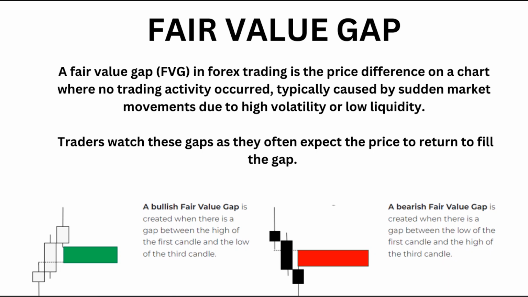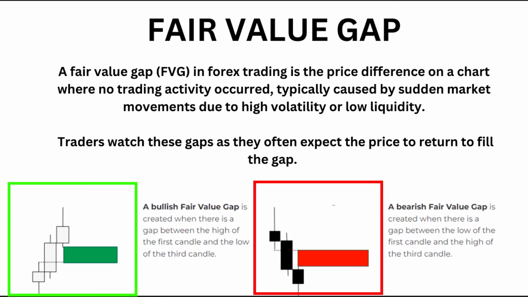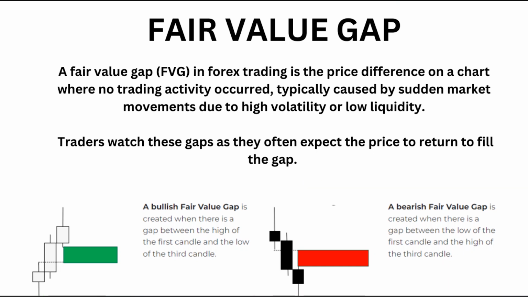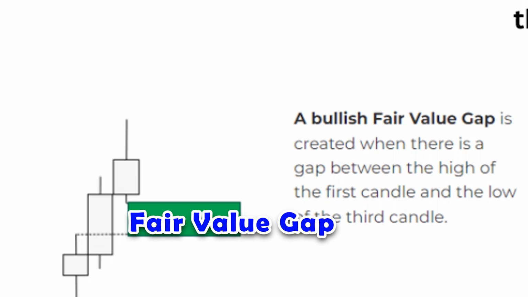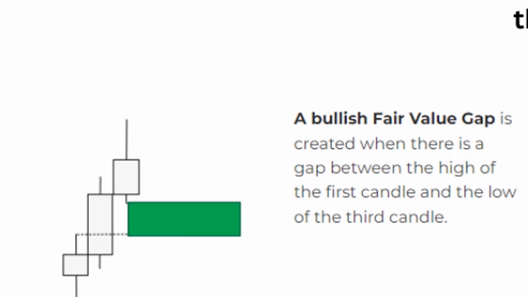Fair value gap is just a price difference between the supply and the demand. I hope you get that right. Now there are two types of fair value gap. We have the bullish fair value gap and the bearish fair value gap. Now as you can see right here, the difference between the closing of this candlestick and the opening of this candlestick is what we call a fair value gap. You're going to understand it better when we get into the chart.